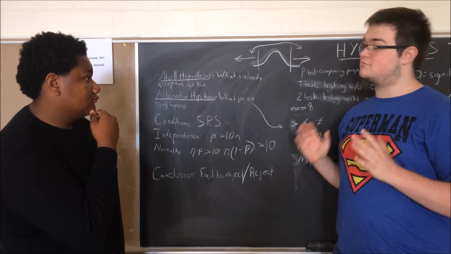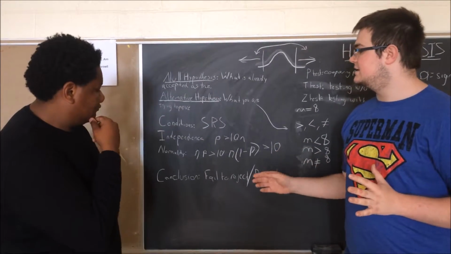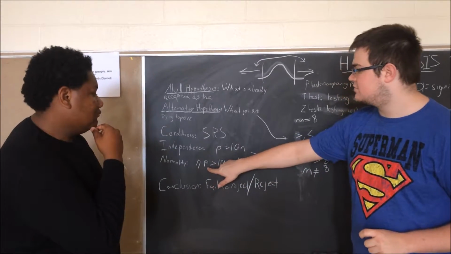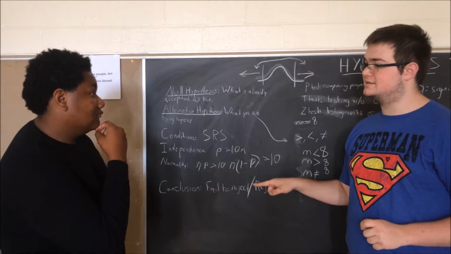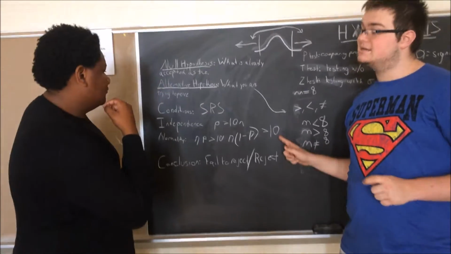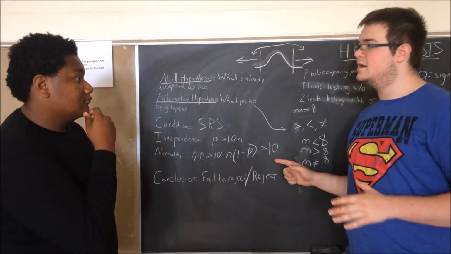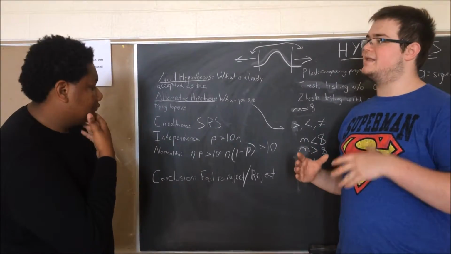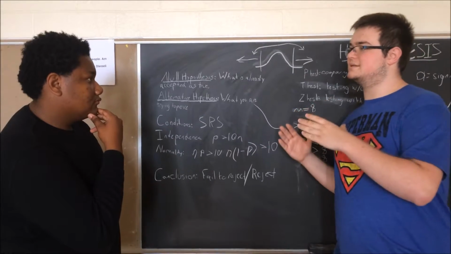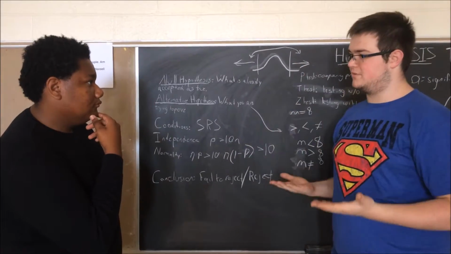Now, if we're working with proportion, what you're going to find is that you have to do two calculations. The number times the probability has to be greater than 10. And then you also have to do the number times 1 minus the probability is greater than 10. This makes sure that the approximate proportions, if you could graph it, are about the same and therefore normal.